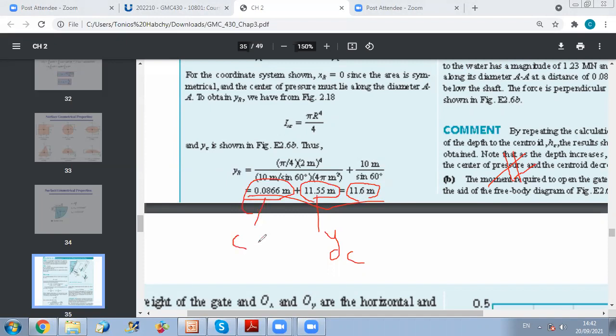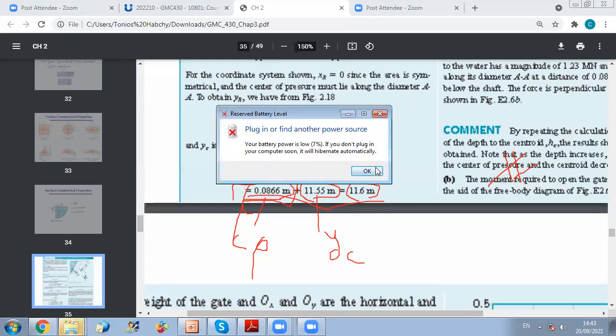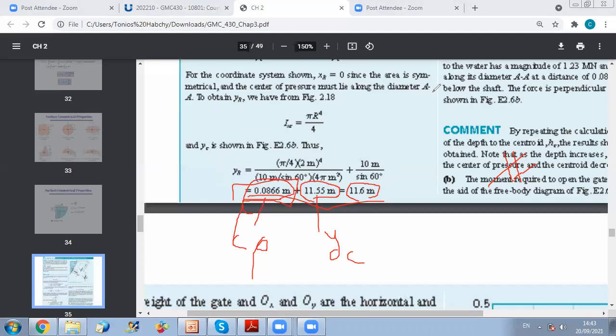Okay, so you are free to give what you want. If you just want to calculate this, you should tell me that the centroid is located below the center of pressure with this distance. And if they ask you to find its distance from the free surface, you should add to this distance y of c, which is the distance between the free surface and the centroid of the area. Okay? Any question on how we located the point of application of the force?